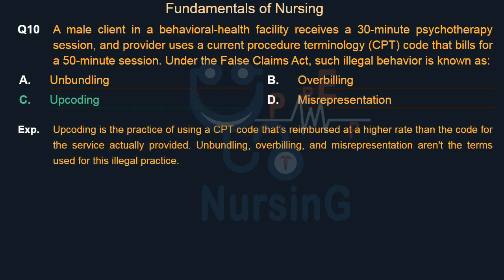Upcoding. Upcoding is the practice of using a CPT code that's reimbursed at a higher rate than the code for the service actually provided. Unbundling, overbilling, and misrepresentation aren't the terms used for this illegal practice.